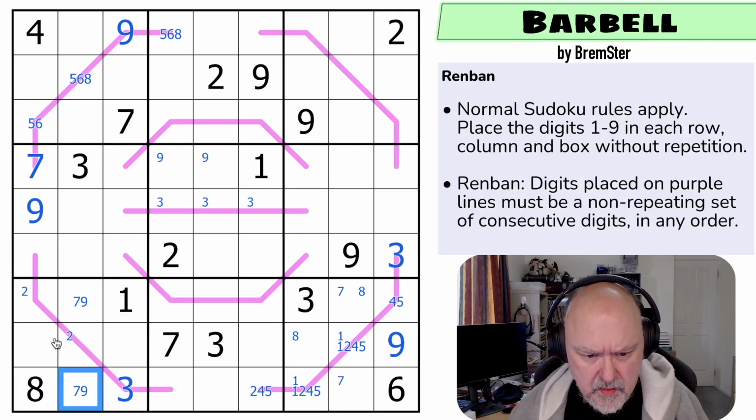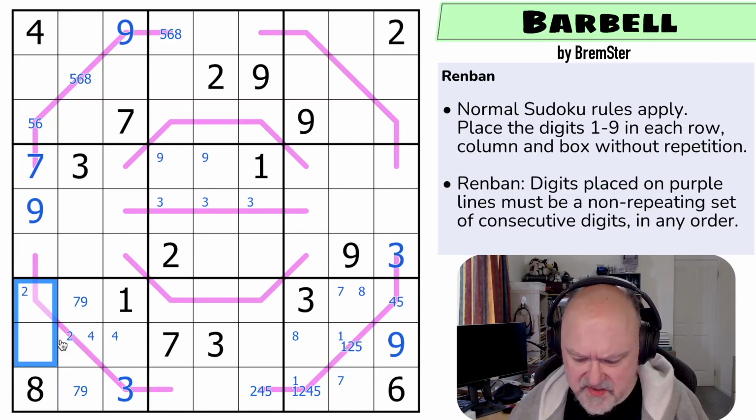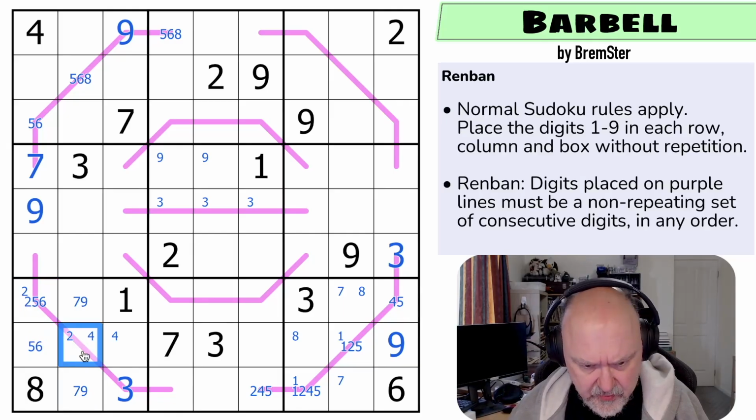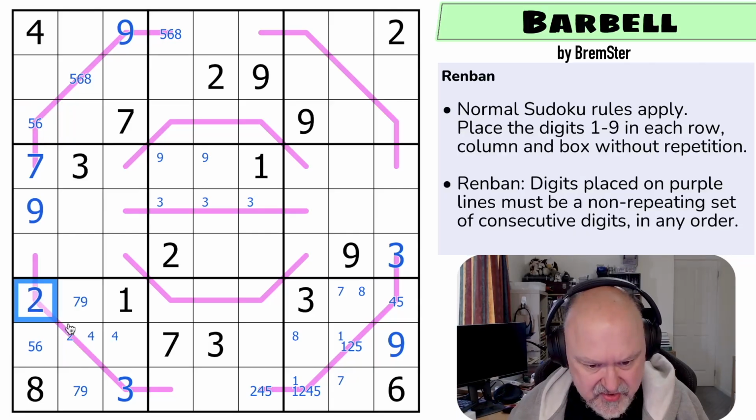So these are 2, 4, 5, and 6. So 4 is in one of those two. So this isn't the 4. So these are 2, 5, and 6. That one can't be a 2 because 2 has to be on the line. That's a 5, 6 pair, making that the 2.